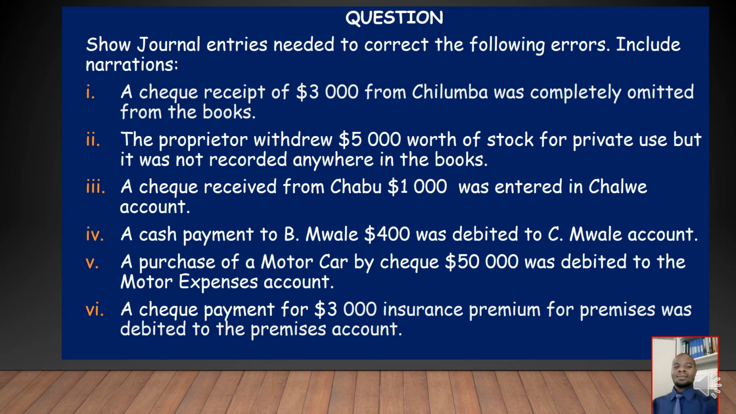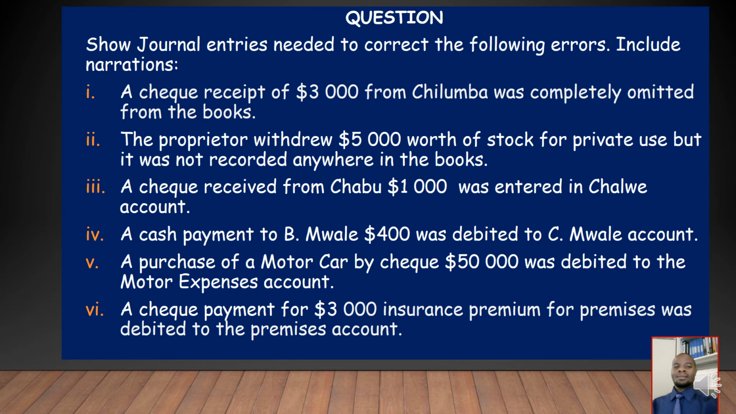The next error is error number 4, which is saying a cash payment to B Mwale, $400, was debited to C Mwale account. Rather, our business was making a payment to B Mwale. And so B Mwale was supposed to be debited. But instead of debiting B Mwale, because of similarities in names, the accounting clerk debited C Mwale.